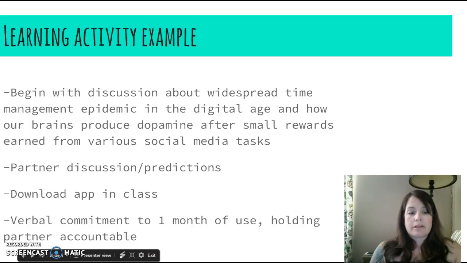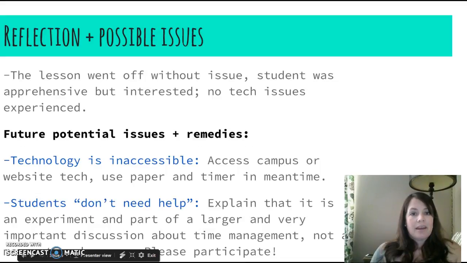And then we went back to our partners to make a verbal commitment to use this application for 1 full month as it was intended, and also to agree to hold our partners accountable. And reflecting on the experience, the lesson went off without issue. The student, who was my husband, was a little apprehensive because he knows he has issues with distraction from technology, but he was interested to find out what would happen. We did not experience any technical issues at this time.